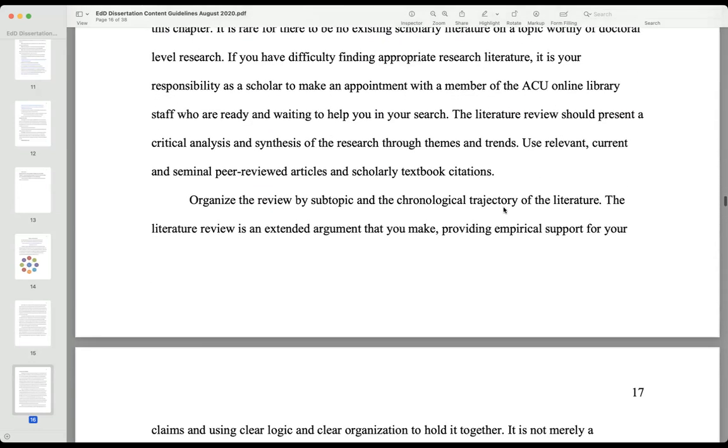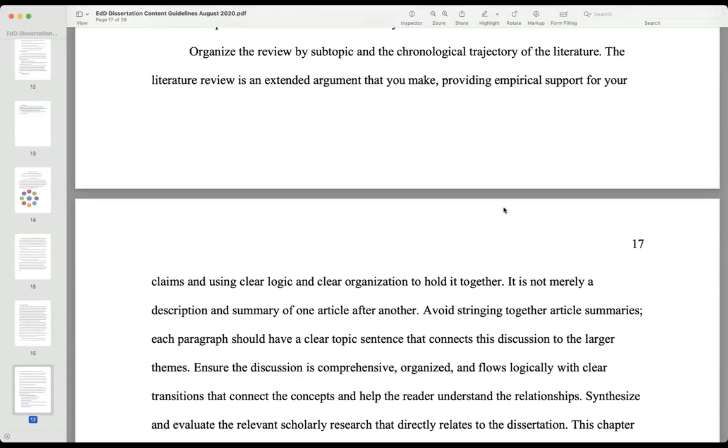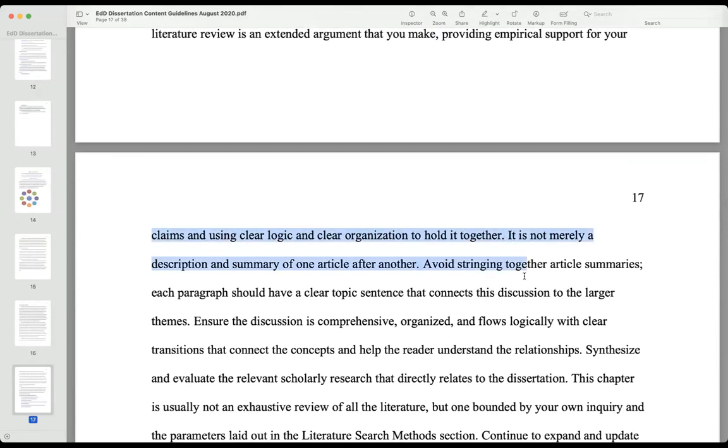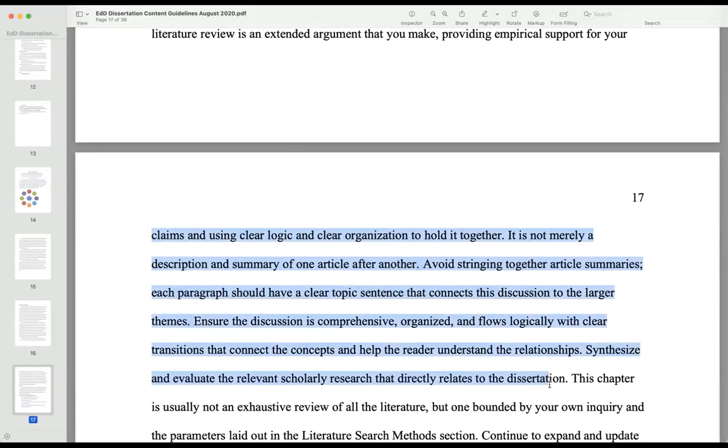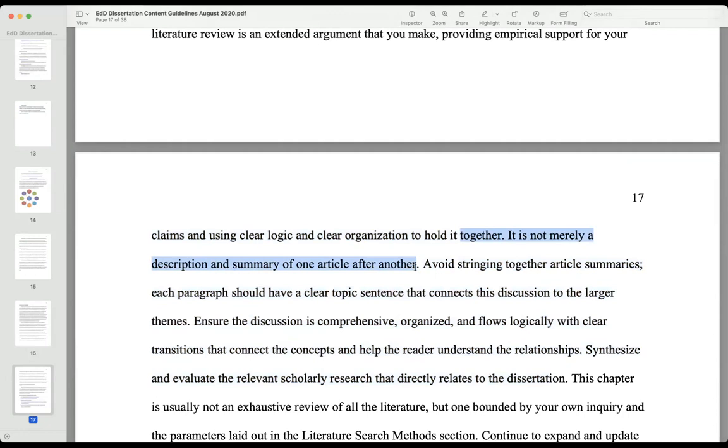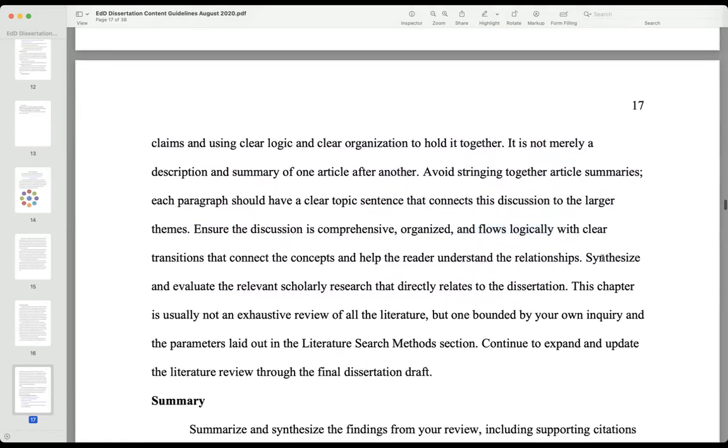Now, there's a little bit more about the organization here, and you'll see that there are some sentences about how you want to present the information. It's basically the same thing we've been talking about earlier. Not just describing and summarizing, but have a clear topic that connects us to the larger theme of the section, and use logical bridges to create a clear flow, and make sure that you are discussing what these things mean together. That's the synthesis, and to analyze them in relation to other findings. That's the evaluate.